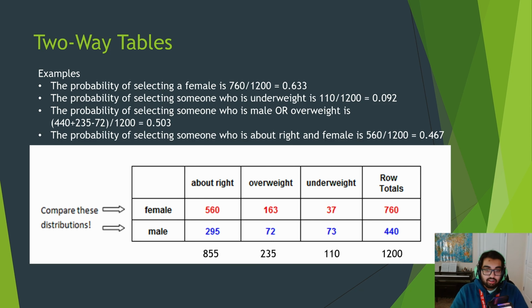Two-way tables are a specific type of table for probability distributions. Here we're talking about gender and weight. We have totals for each row and each column, and we have 1,200 total individuals: 855 about right, 235 overweight, and 110 underweight. So this is again kind of like comparing two separate events. You have the probability of your gender being something, the probability of your weight class being something, and then they're all going to add up to the total.